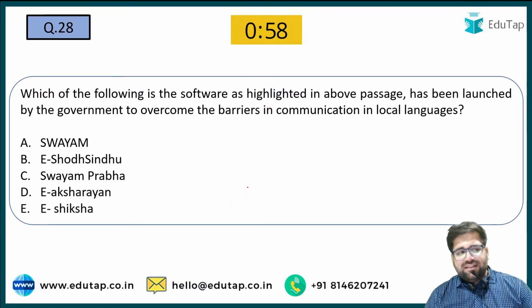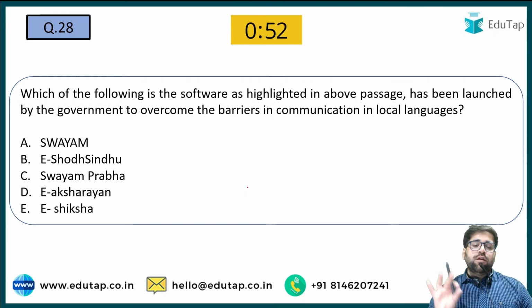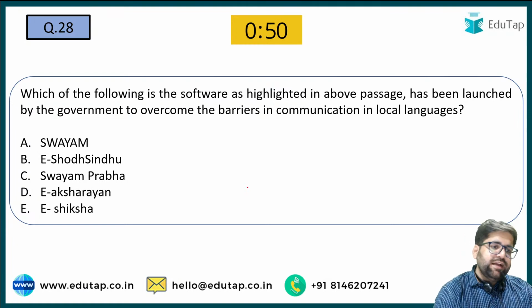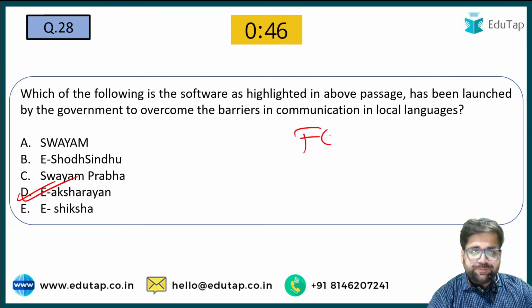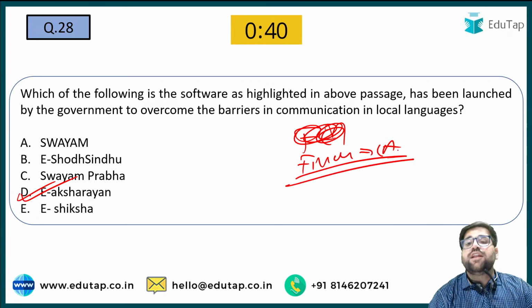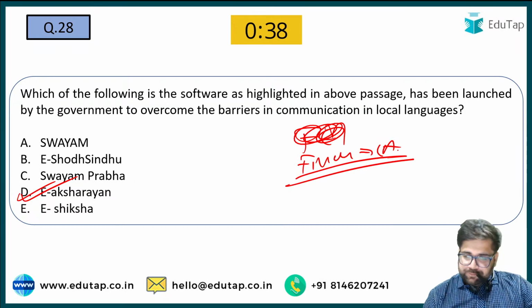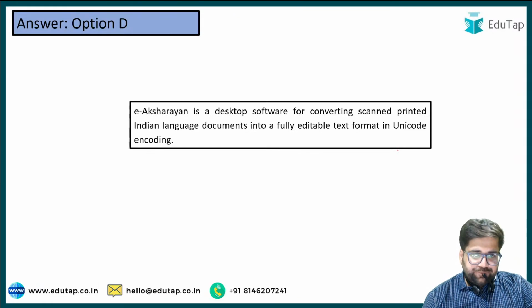Question number 28. This has been purely based on your current affairs. You have to be very specific about how you link your current affairs to the static part. Yes, the correct answer will be D, Akshar Yan. So you can see that finance current affairs is also a very important component in your RBI Grade B 2021 exam.